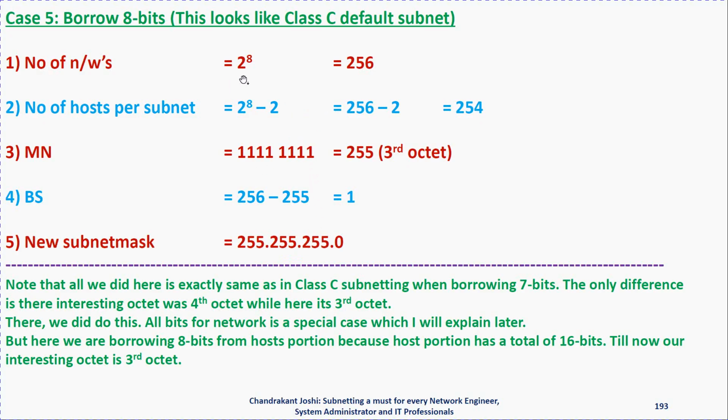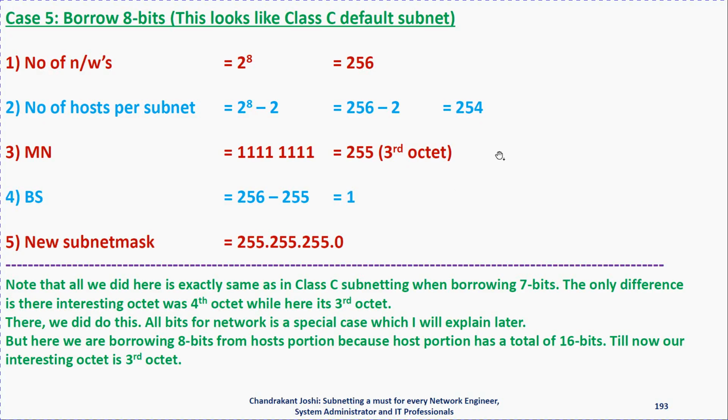That is why we get number of networks as 256, and 16 minus 8 is 8. So we have got 8 host bits. So accordingly the number of hosts would be 254. Block size is 1. So when block size is 1, we get more number of networks.